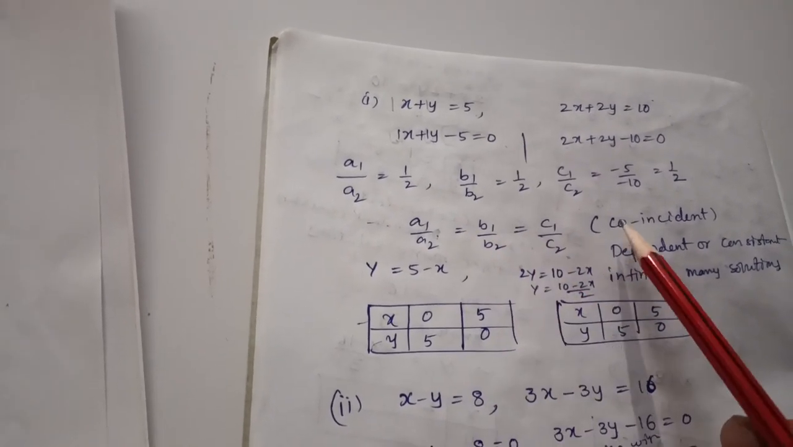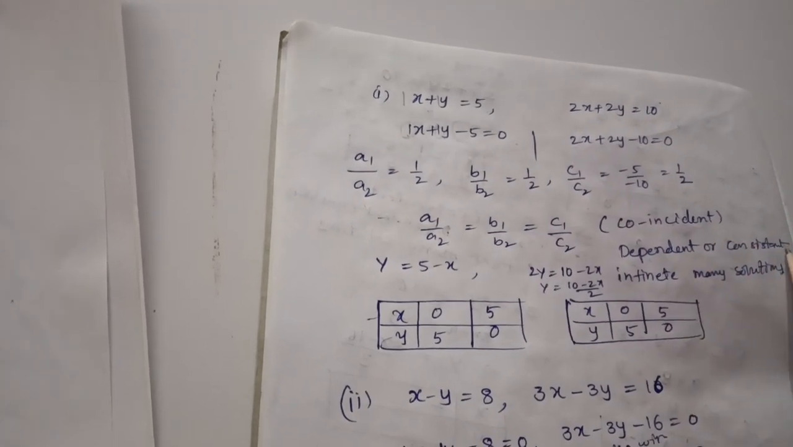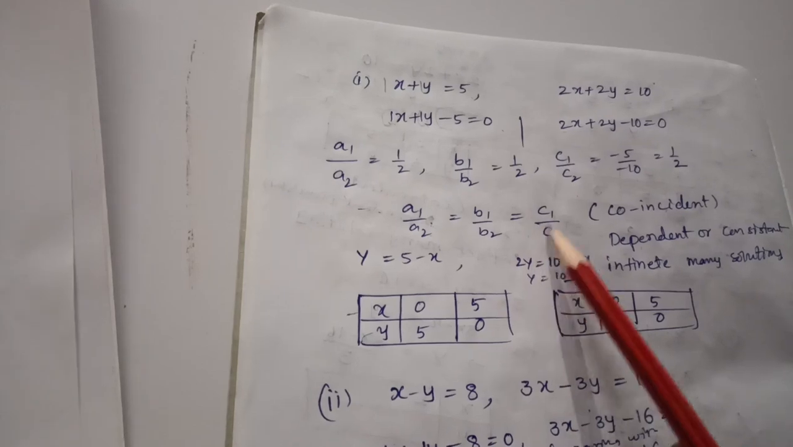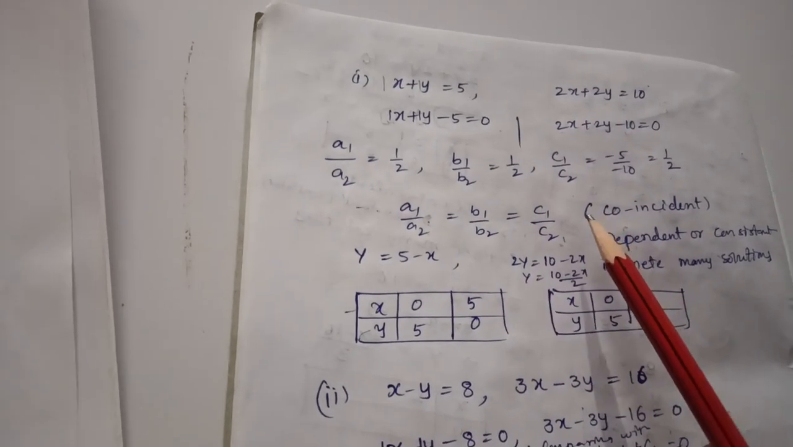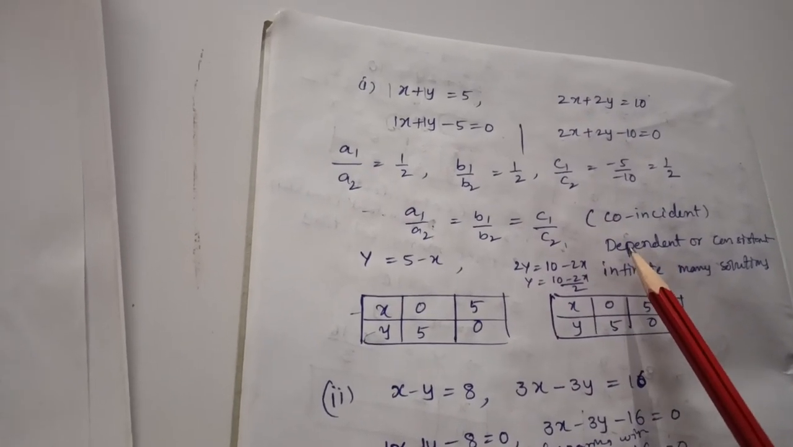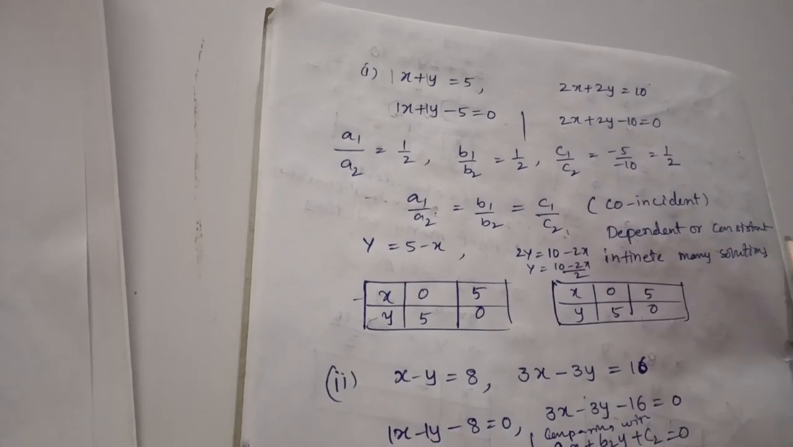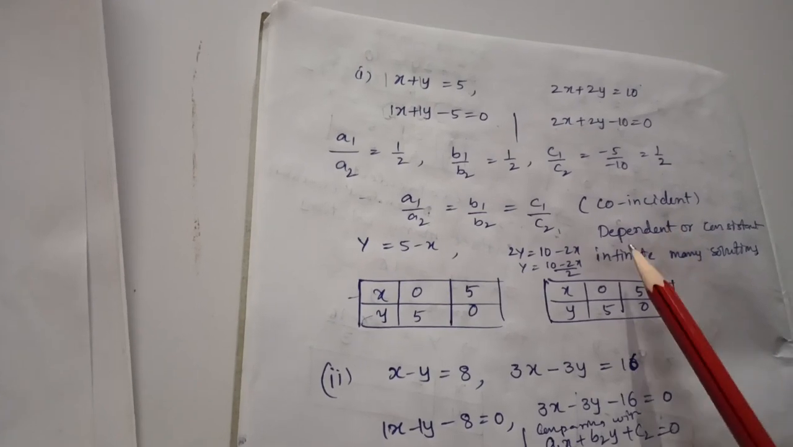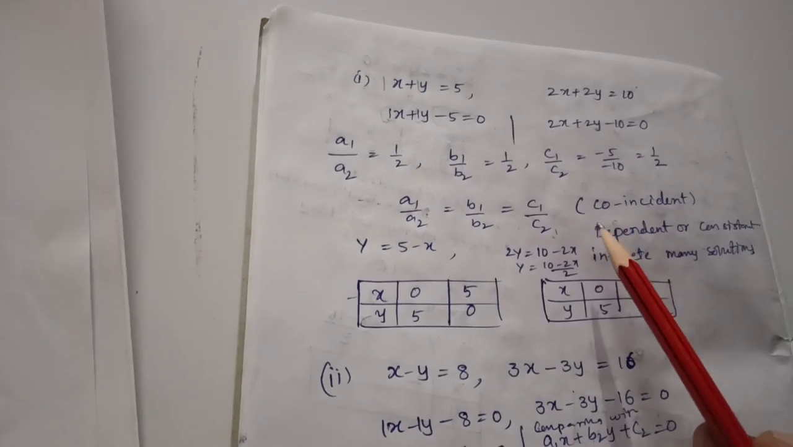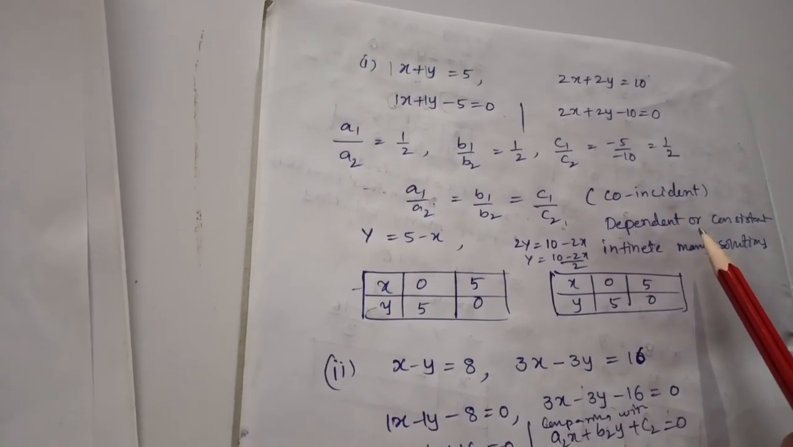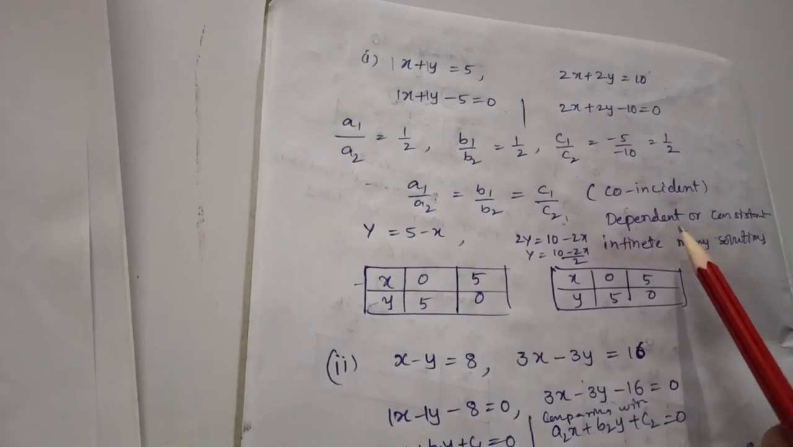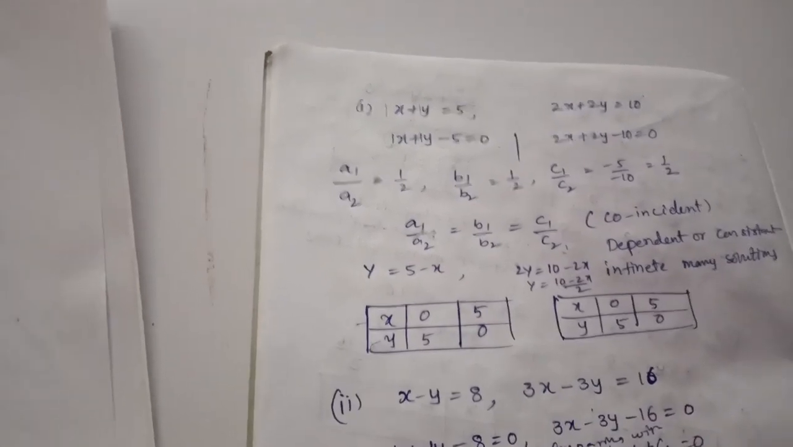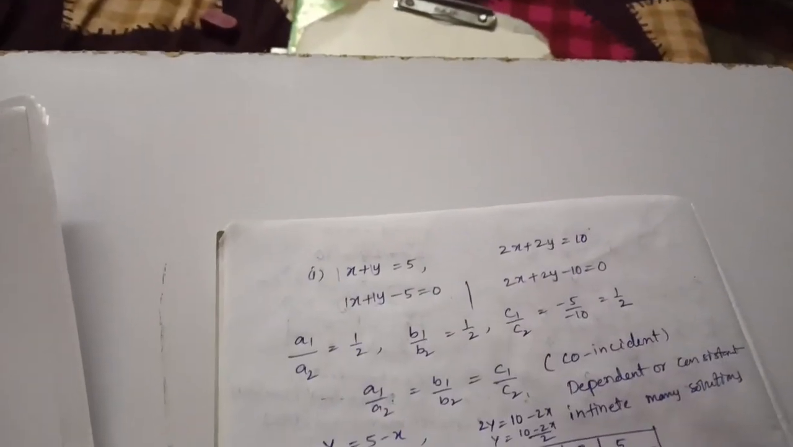These lines are coincident, dependent or consistent lines. a1 by a2 equals b1 by b2 equals c1 by c2. So ratios are equal, so these lines are consistent lines. The question asks, in case the given lines are consistent, show it graphically. కాబట్టి మనం గ్రాఫ్లో చూపించాలి. This type of lines have infinite many solutions.